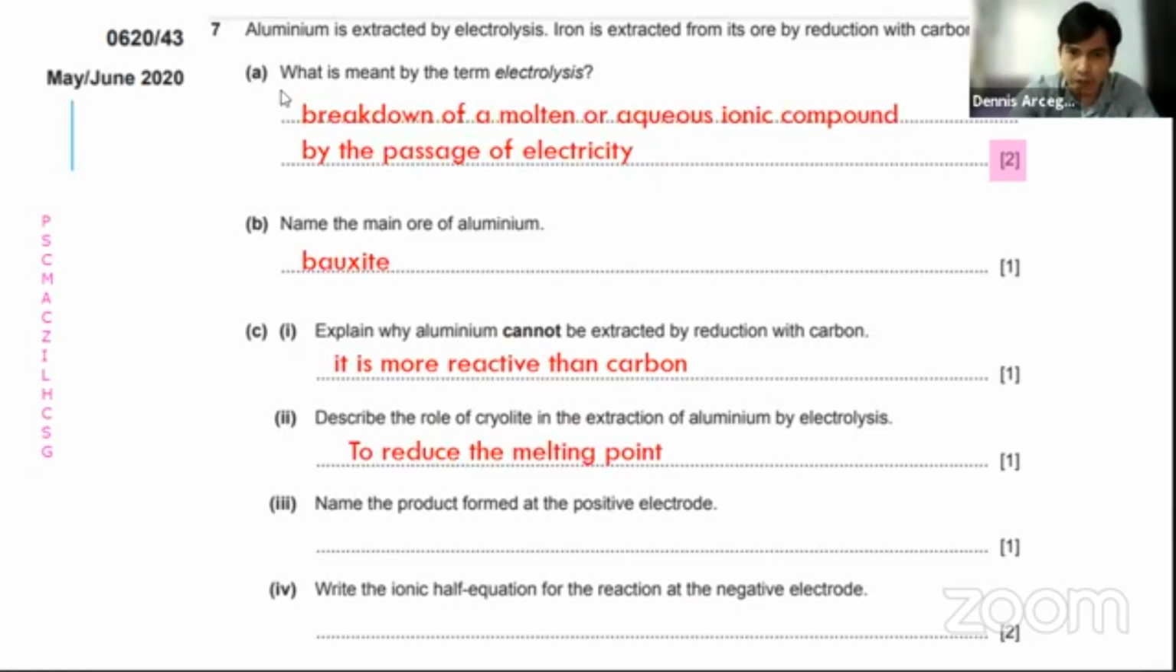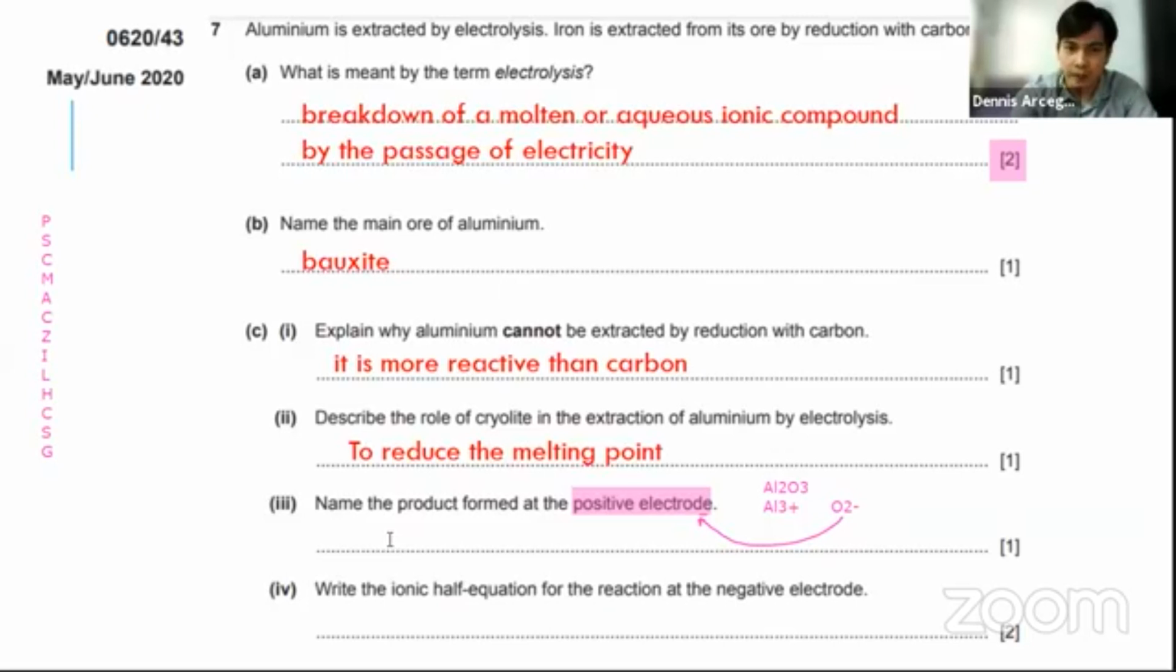Next, name the product formed at the positive electrode. Again, electrolysis. Write the ions present. What are the ions present? It is Al2O3. Al is group 3, so it will be Al3+. Oxygen is group 6, so it is O2-. Name the product formed at the positive electrode. At the positive electrode, oxygen will be attracted because it is negative charge. It is positive, so it will attract negative charge. So O2.